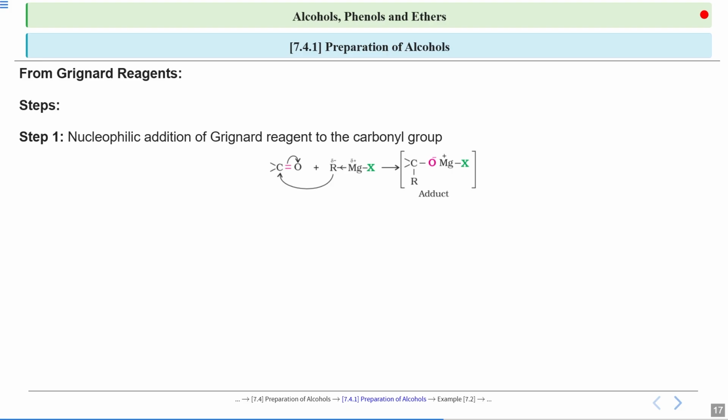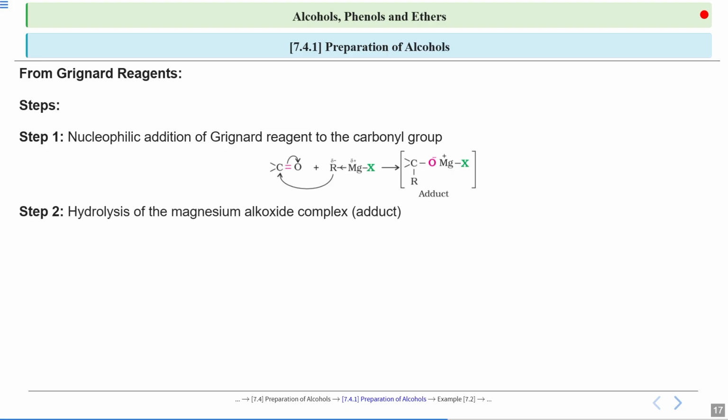Nucleophilic addition of the Grignard reagent, that is the R group, happens, and this R group is going to attach with the carbon of the carbonyl group, and you will get an adduct, that is CR O negative MgX positive. Okay, so this is what happens in the first step when the carbonyl compound reacts with the Grignard reagent. So nucleophilic addition of the Grignard reagent happens to the carbonyl group, and you will get an adduct.